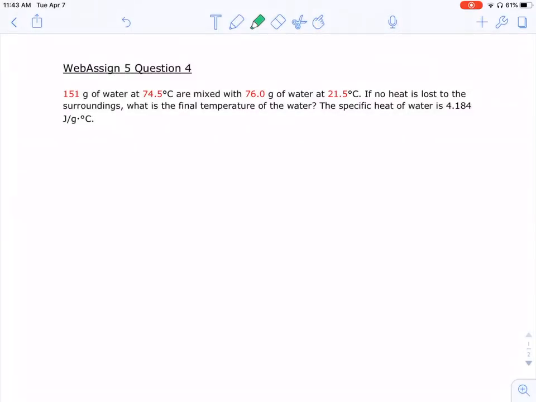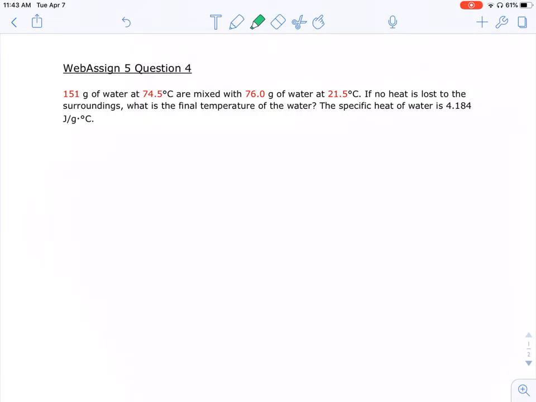I'm going to work through how you'll do WebAssign 5 question 4, which is very similar to question 5 on the WebAssign. This problem is a little bit trickier than the ones from the lecture notes because in this problem you're trying to solve for TF. That will require a little more algebra, but overall the concept is exactly the same.